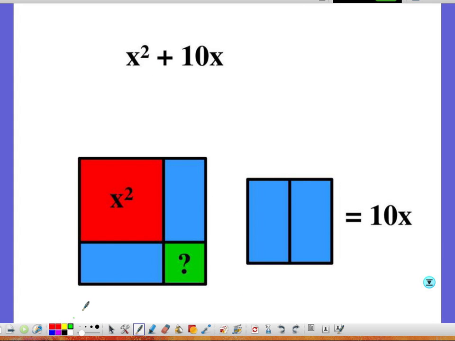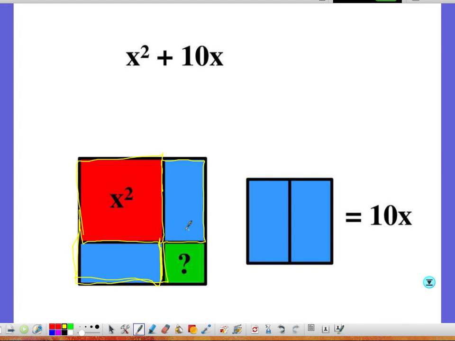So now we need to migrate from our diagram and just focus on looking at the equation. How can I just look at the first x squared and x and find the rest? How can I find the rest here, just by having these two? That's the critical part here. Notice x squared is this red square right here, and 10x is basically these two blue rectangles.